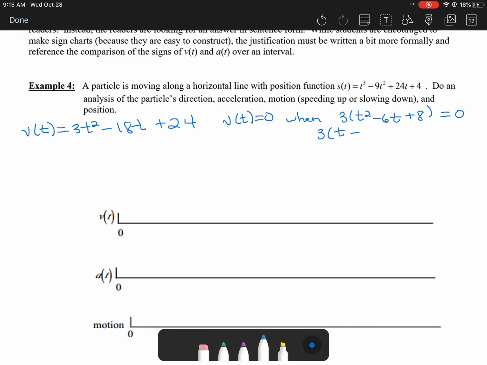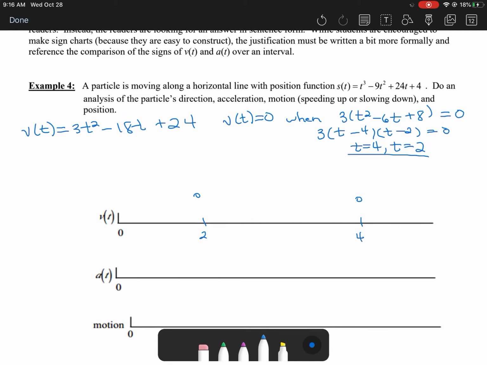And then go ahead and factor. So t is equal to 4 and t is equal to 2. Okay? So let's go ahead and do that then. So I have 2 and 4. I'm just going to go ahead and label these. So that's my 0. Now let's go ahead and fill it in.